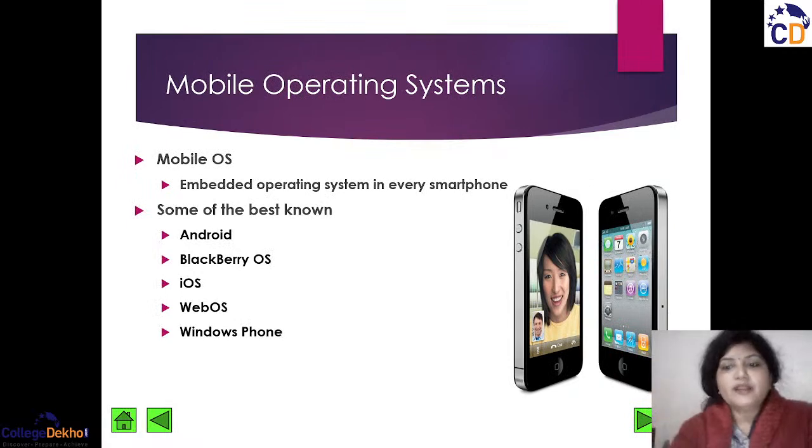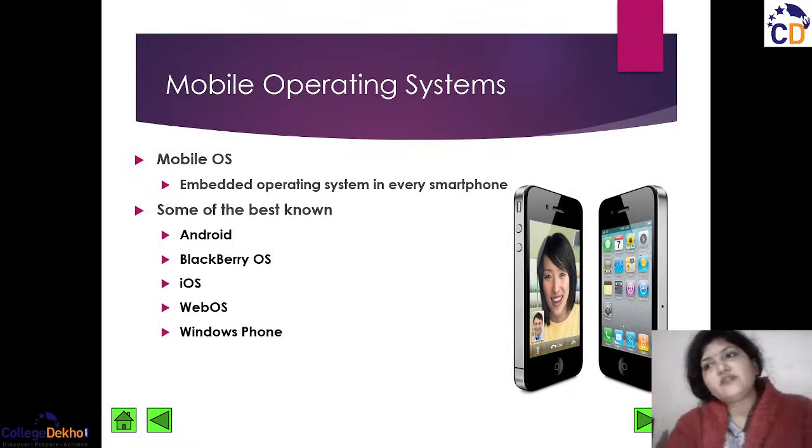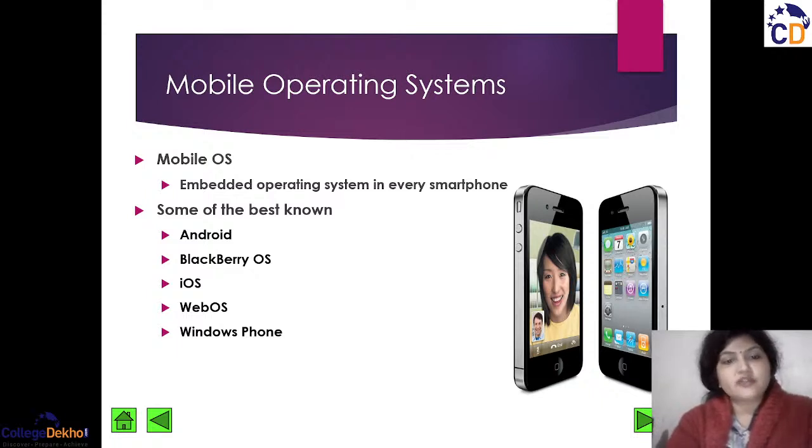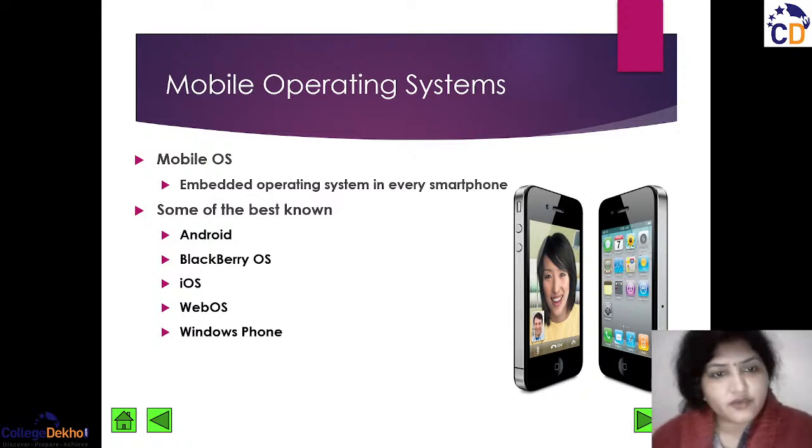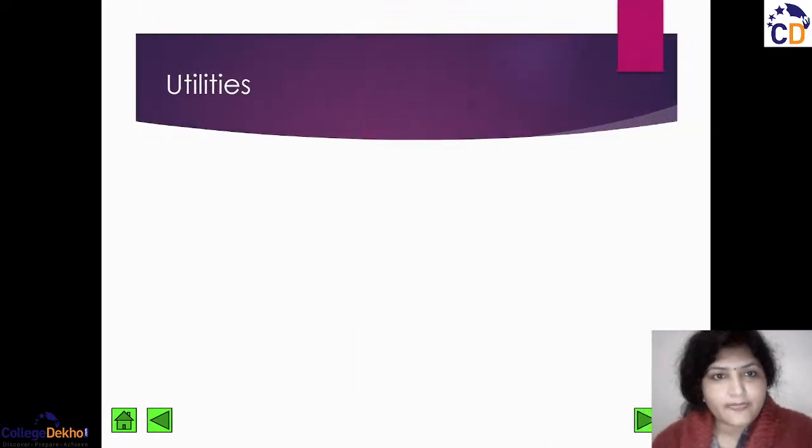Now mobile operating system, everybody has heard the term, that is Android, right? They have their own features. You have heard the names like Android, BlackBerry operating system, iOS, WebOS, Windows Phone. There are a number of OS which are available for mobiles.